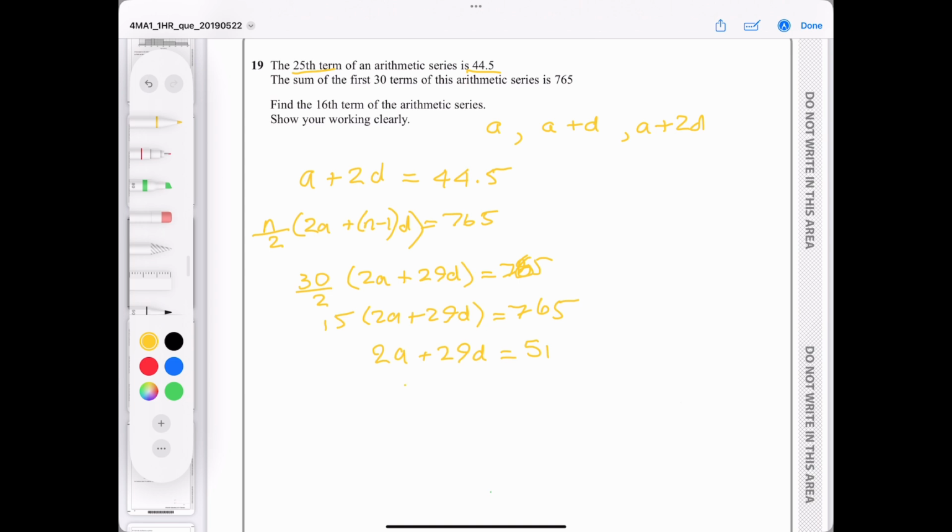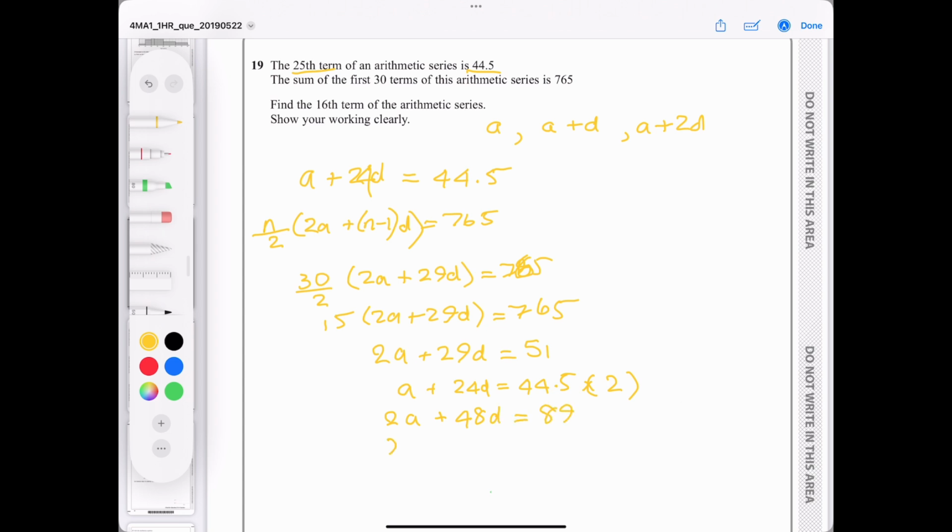And we know that a plus 24d equals 44.5. So we'll times this by 2. That's 2a plus 48d. Oh no, it's 24d, that's what's confusing me. Okay, I'm just going to rub this out. It's 2a plus 48d equals 89.